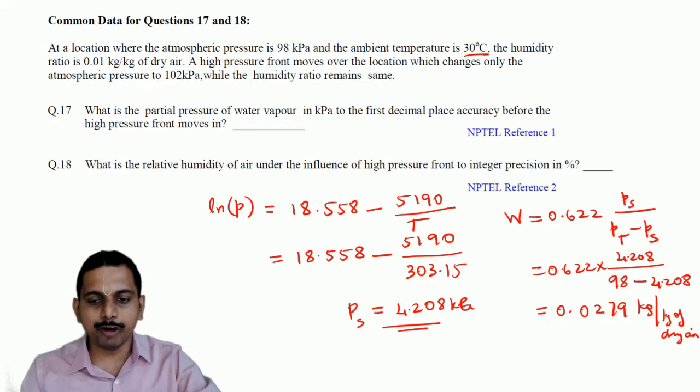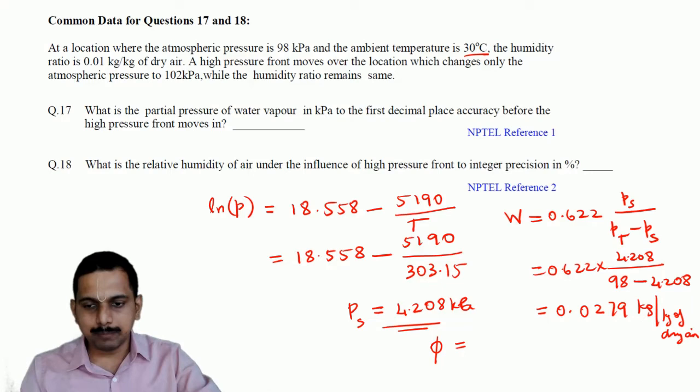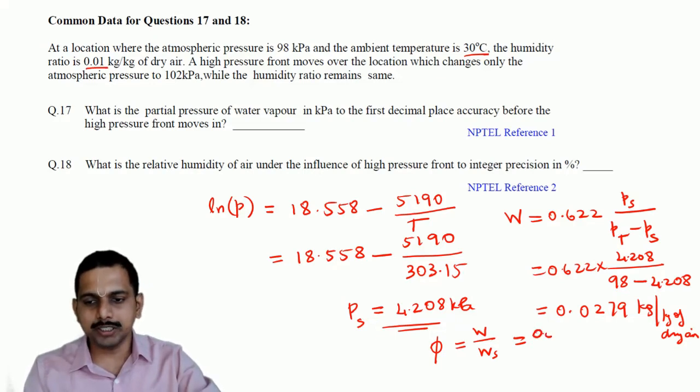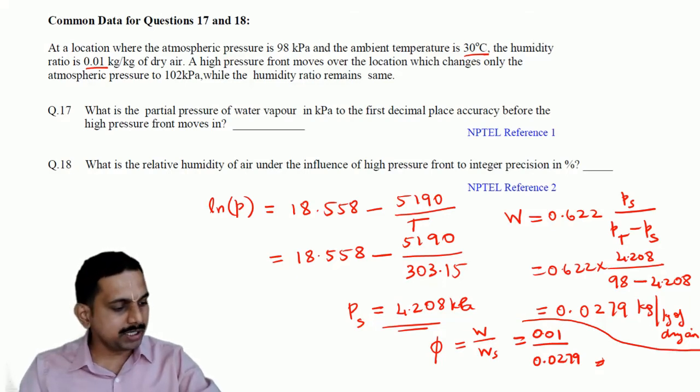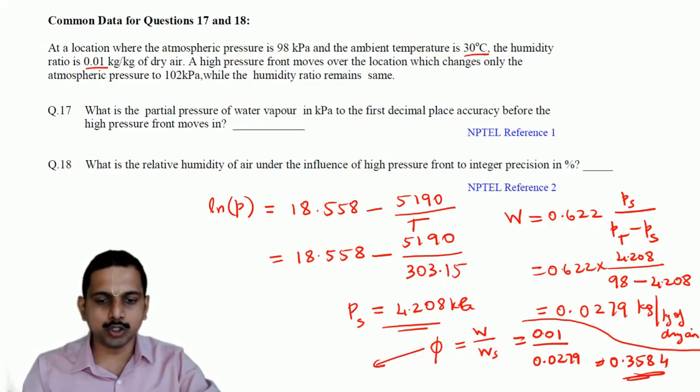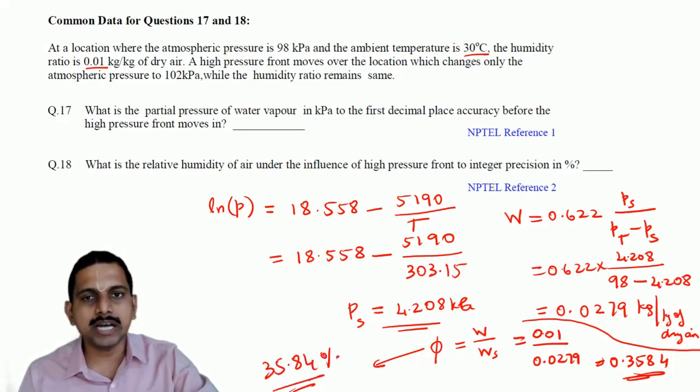Now from this I can find out the relative humidity. It is given as W divided by W at saturation. What is W which is given? W is given as 0.01. So 0.01 divided by W at saturation, 0.0279, comes out to be 0.3584, or I can say the relative humidity is 35.84%. This is the answer I got.